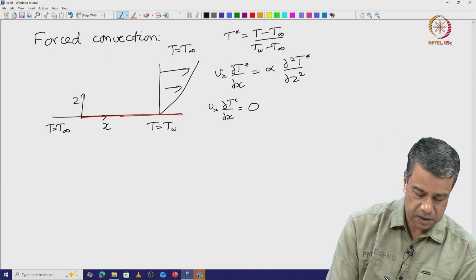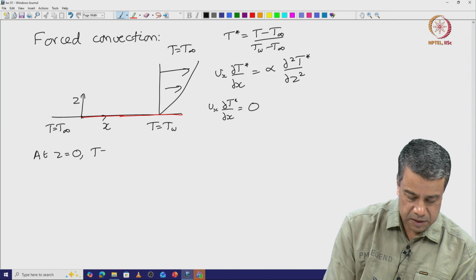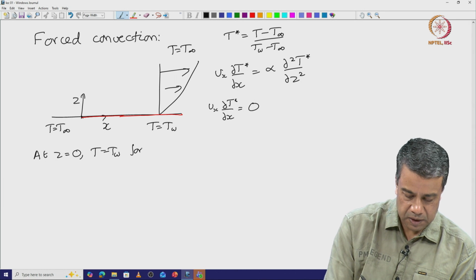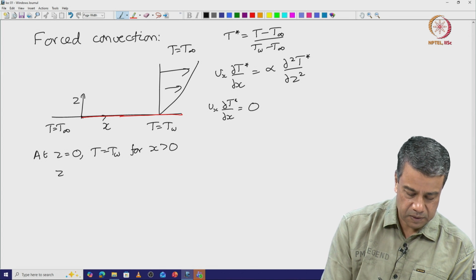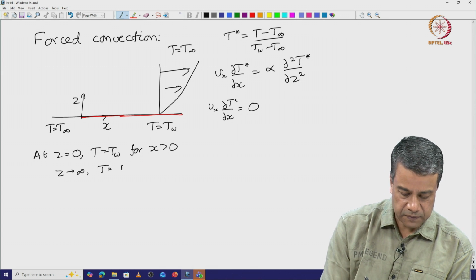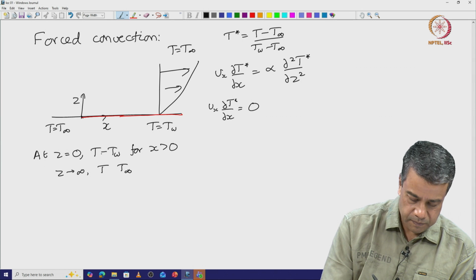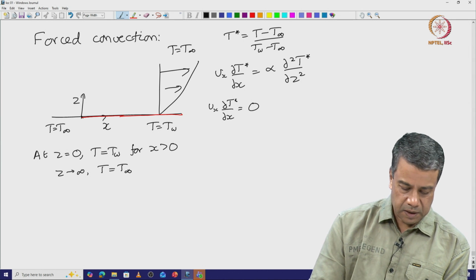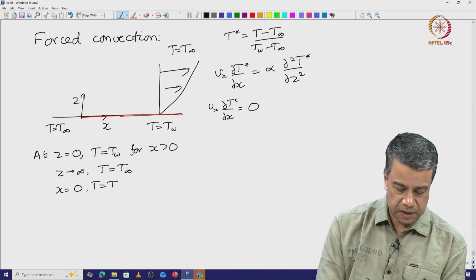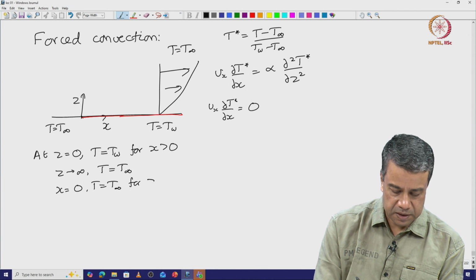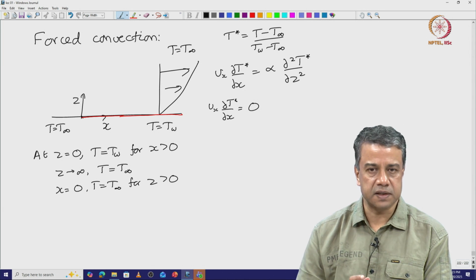Note that the boundary conditions are, at z is equal to 0, T is equal to T w for x greater than 0, and for z going to infinity, T is equal to T infinity, and at x is equal to 0, at the start of the heating section, T is equal to T infinity for z greater than 0. That is, in the fluid the temperature is still T infinity because the heating has not yet started.